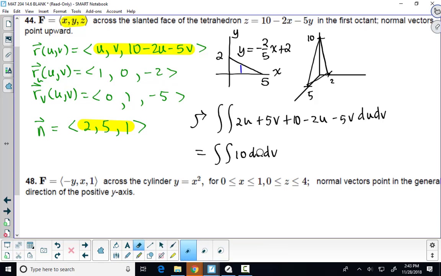Does it matter though? You just have to solve the other way around. But it's not a rectangle, so it does matter in the grand scheme of things. So we'll go dv du. U comes from the constant interval 0 to 5. V comes from the interval 0 to minus 2/5 u plus 2.